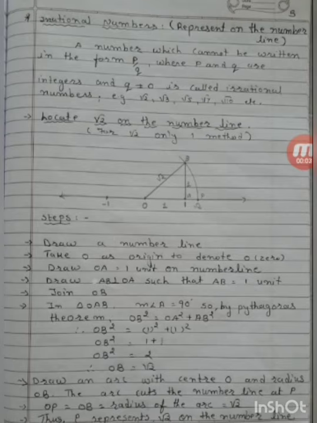In the previous session we understood about irrational numbers. The definition of an irrational number is a number which cannot be written in the form P upon Q, where P and Q are integers and Q is not equal to 0. Examples: √2, √3, √5, √7, √10, etc. Now we have to learn the representation of irrational numbers on the number line. Rational numbers, natural numbers, whole numbers, integers, we all represent on the number line. But now how can we represent an irrational number on the number line?